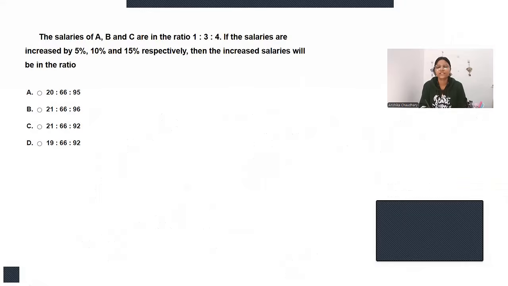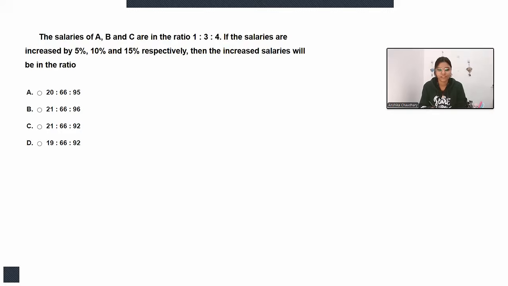Enough. Ratio and proportion is really very important for your placement exams, right? Not only for Infosys, but for Deloitte, for TCS, for other companies as well. It is really very important.